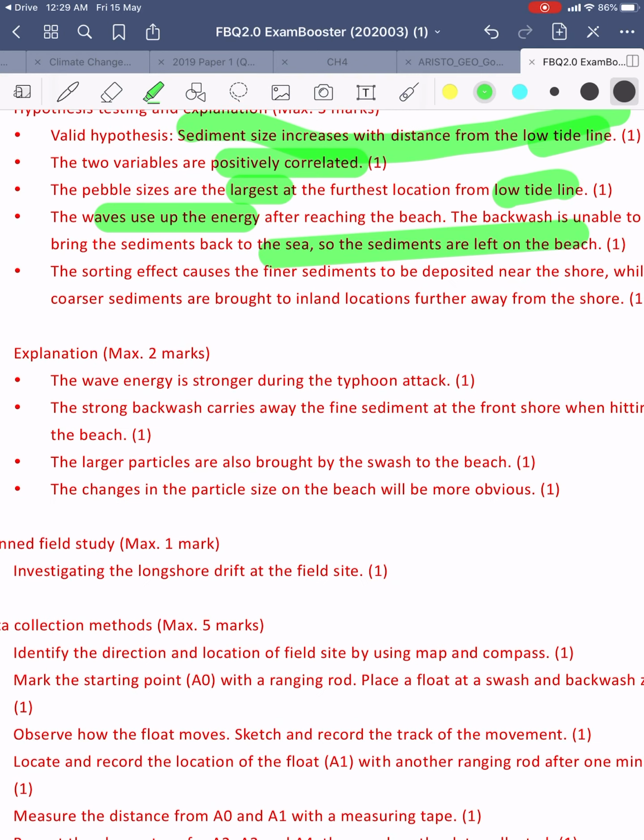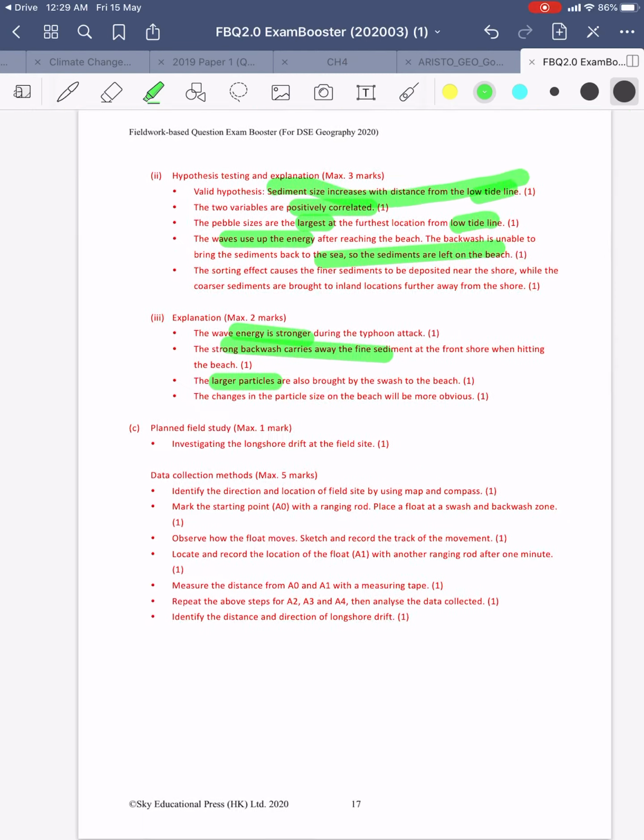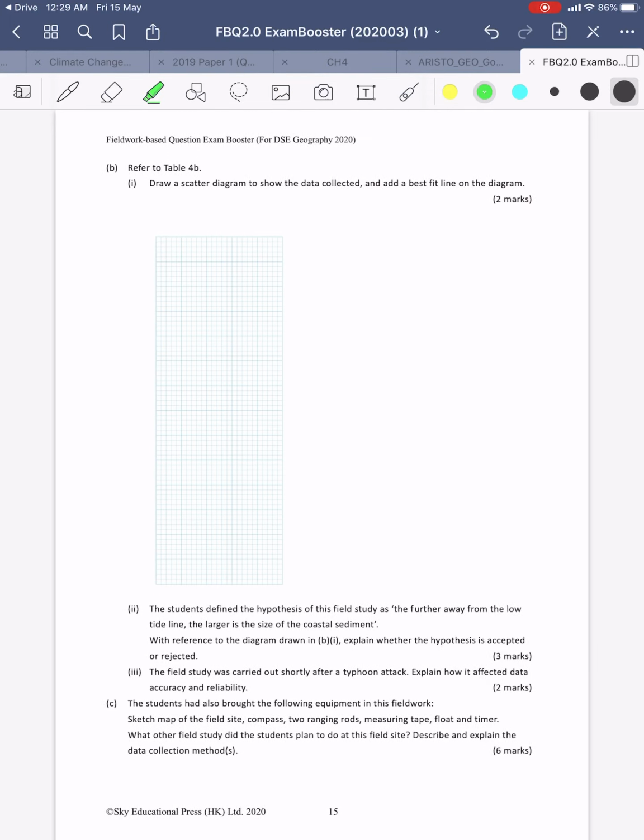So you have to explain. Wave energy is stronger, and then it carries away fine sediment, and the large particles remain, as I have said. Okay, so next one.